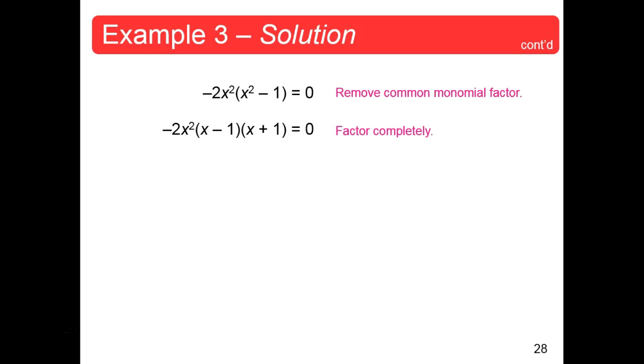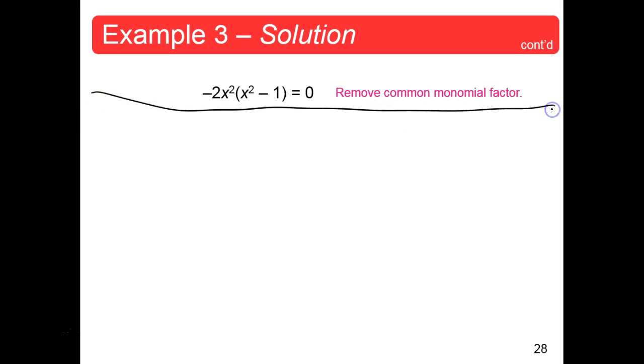Use all the tools in your belt. End behavior, leading coefficient test, finding your zeros, test points, use them all. Okay? There is a checkpoint there, as after every example. Please do that shortly after you leave class. All right. Let's continue and do example 5.